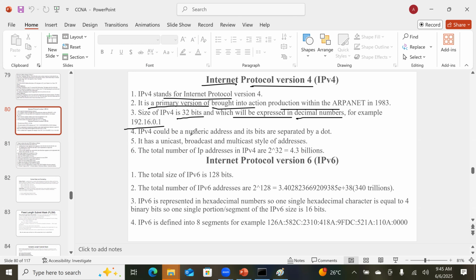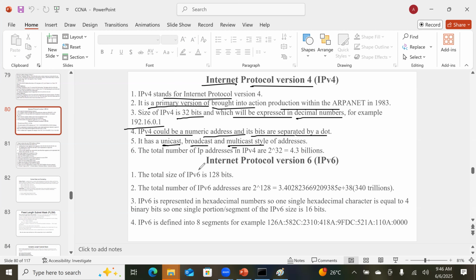IP version 4 is a numeric address, and its parts are separated by a dot. Whether dotted decimal, binary, or hexadecimal, all are separated with a dot. In this type of IP address, we have 3 types: unicast, broadcast, and multicast. The total number of IP addresses we can get in version 4 is 2^32, because the size of version 4 is 32 bits, obviously. 2^32 means approximately 4.3 billion addresses.